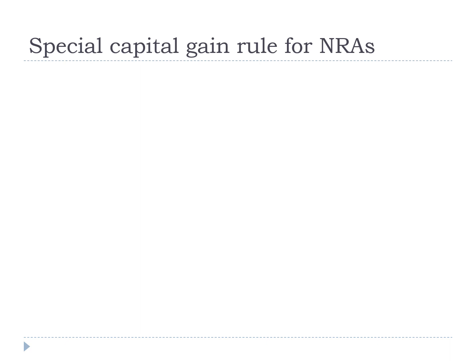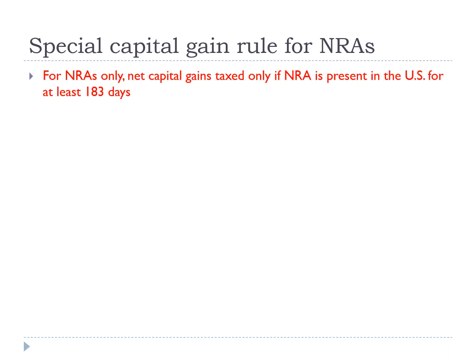Non-resident aliens are subject to a special rule to determine if they are subject to tax on U.S. capital gains other than gains on the sale of real property. For non-resident aliens only, U.S. source net capital gains are ordinarily taxable in the United States only if the non-resident alien is physically present in the United States for at least 183 days during the taxable year.